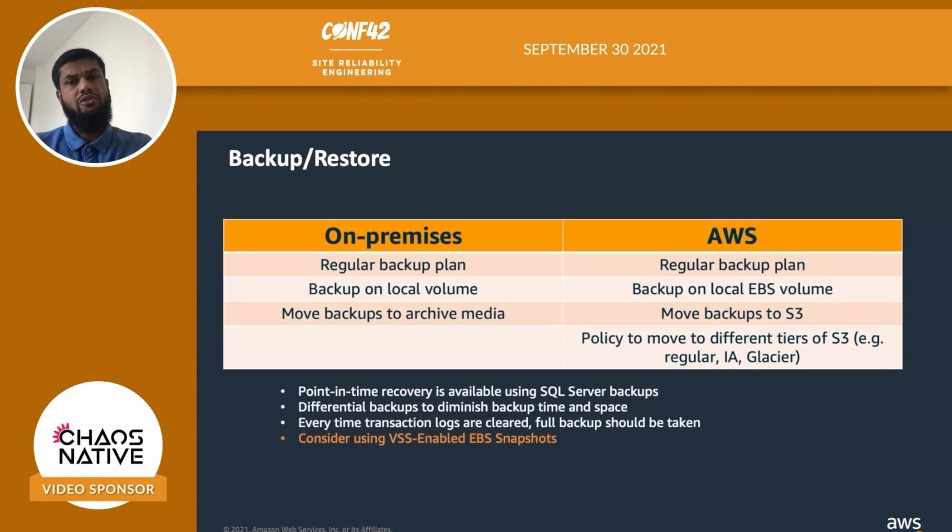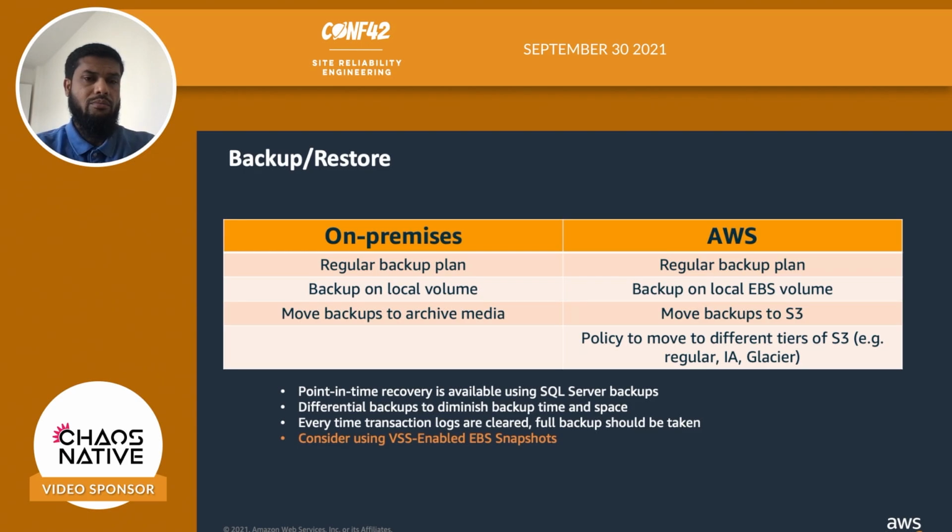So let's talk about the options we have when it comes to backup and restore on premises versus AWS. At the moment you have a regular backup plan running on premises. You can have the same thing on RDS on AWS, for example. You can have weekly full backups, daily differentials, and transaction log backups every 15 minutes. You can run the backup on a local volume, and you can do the same thing on AWS by running the backup on an EBS volume. You can move the backups to an archive. This is what I currently do on premises. When it comes to AWS, you move the backups to S3.